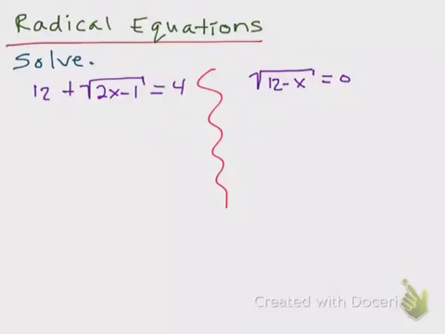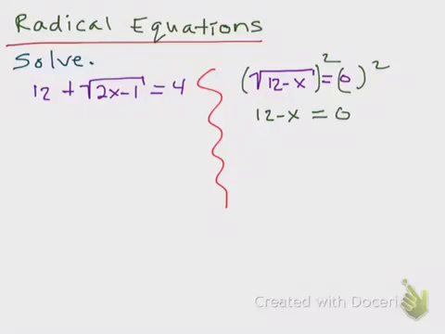So let's do the one on the right first. I already have the radical by itself. There aren't any numbers added or multiplied to it. And so let's go ahead and do the inverse operation of a square root, which is to square both sides. So I've freed the 12 minus x from its root. And then on the right side we have 0, and 0 squared is still 0.